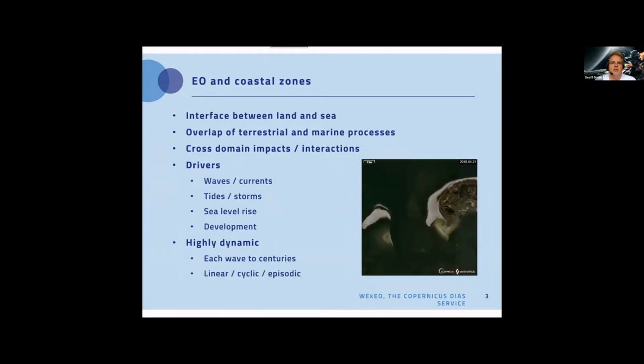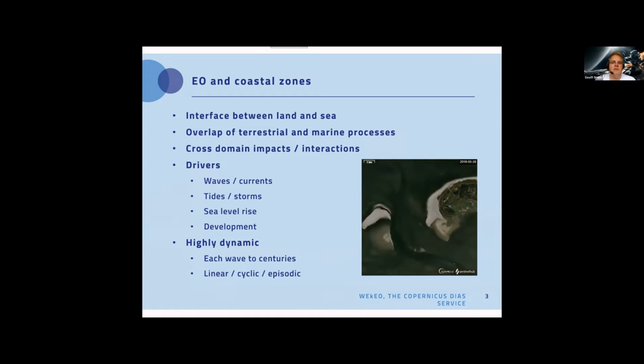So, Earth observation and coastal zones. As we've just heard from Anna, this is a really important environment, this interface between land and sea. Because of this, we have a really complex overlap of both terrestrial and marine processes, and these processes have cross-domain impacts. The obvious ones are things like the waves crashing on the shore from the ocean, or the marine side influencing the distribution of different habitats and land covers on the land side.